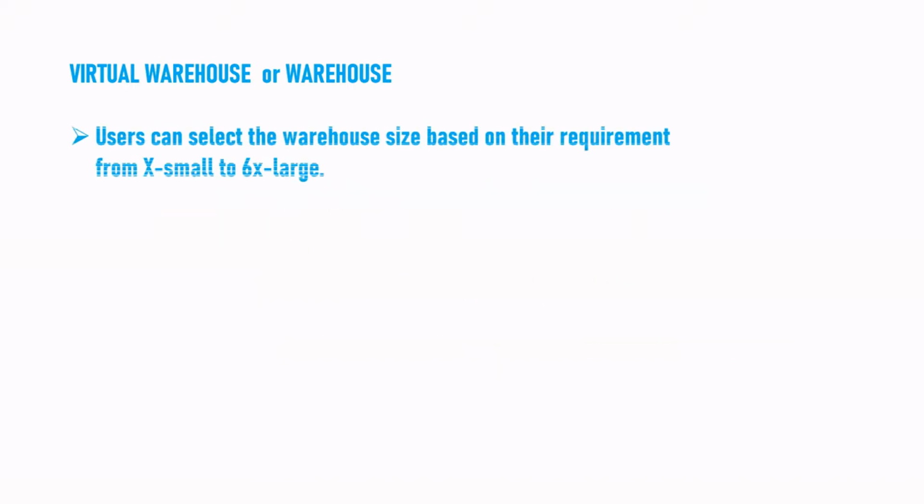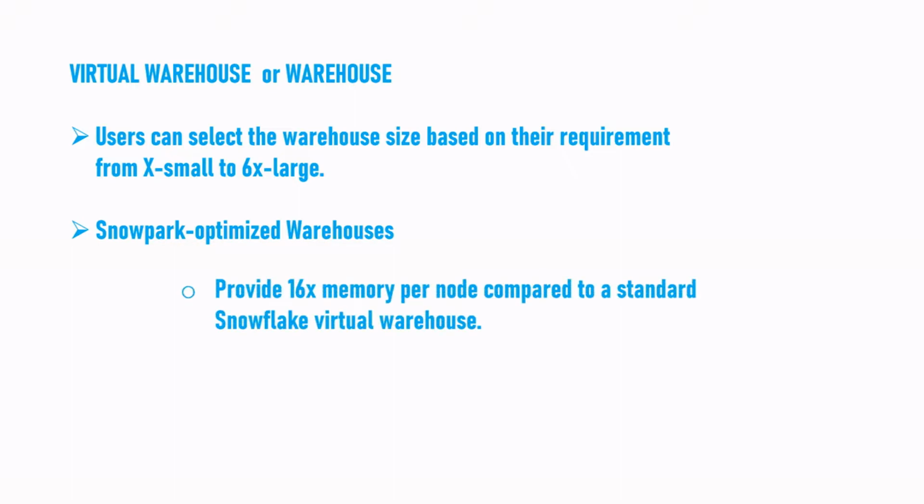Users can select the warehouse size based on their requirement, from extra small to 6X large. Snowflake also provides Snowpark-optimized warehouses, which provide 16 times more memory per node compared to a standard Snowflake virtual warehouse. These types of warehouses are used for queries which require large memory, such as machine learning training.